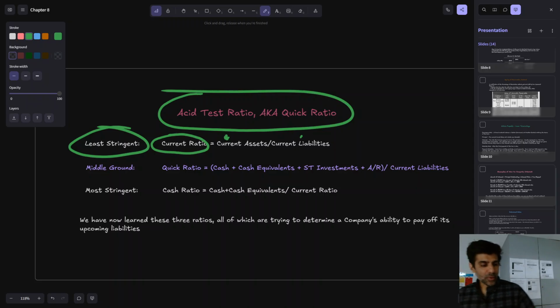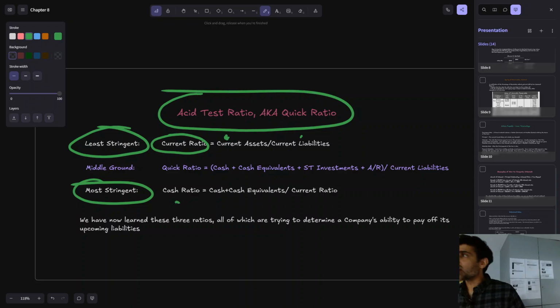Now, the most stringent, meaning the most strict, is the cash ratio, where of your current assets, you just look at cash. How much cash do you have to cover your current liabilities? Fix that.